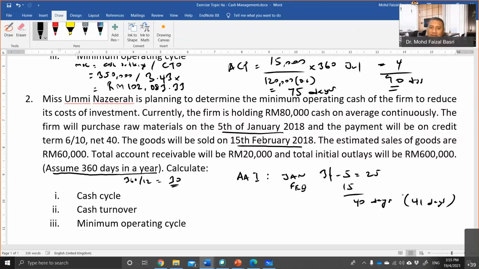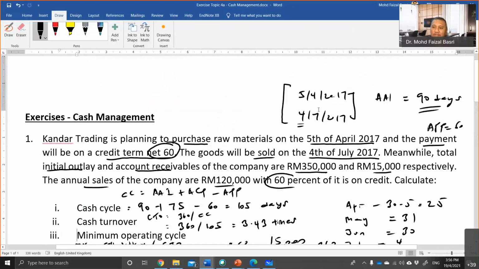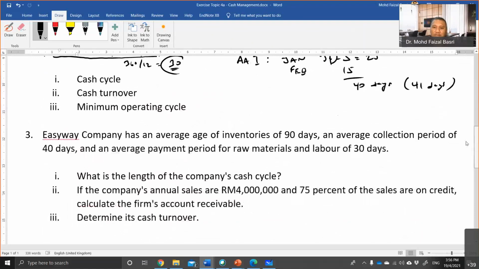Okay, and my advice is to read the question. Read the question, whether they ask you to assume 360 or not. Don't get confused with CTO. For CTO, we always use 360. But this is for AAI. So for AAI, if they mention an assumption of 360 days in a year, we're going to use 30 days a month. Therefore, it will affect our AAI. Unlike the first one, there's no assumption. We're going to use the full number of days. Okay, so be careful about that one.